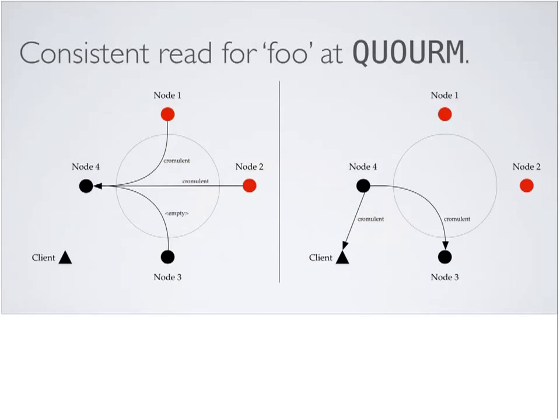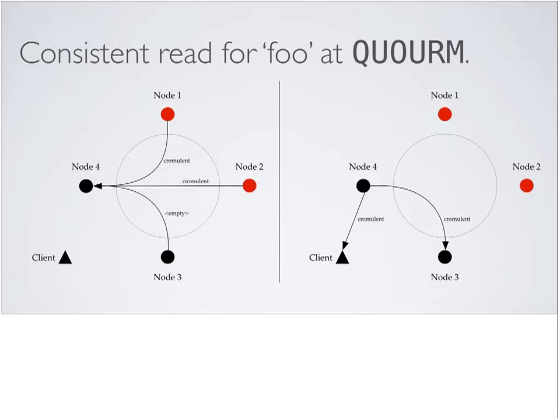Now, if this happened inside of your read, we have to do some extra work here. So we're reading the purple column, and on the left-hand side you can see nodes 1 and 2 return cromulent, node 3 returns empty. Node 4 would detect those differences and work out the delta between them. So work out that node 3 has to update its value to say cromulent. It sends that mutation to node 3, and it doesn't wait around, and this is what's happening on the right-hand side, and it returns the result to the client.